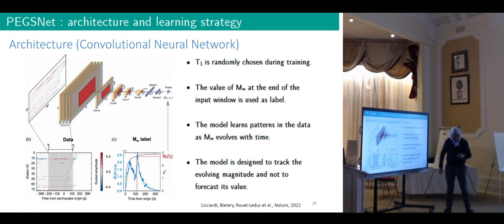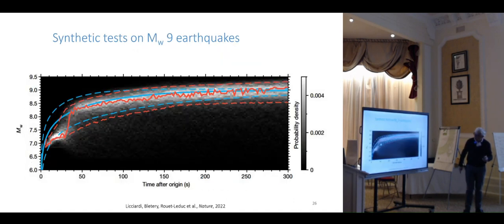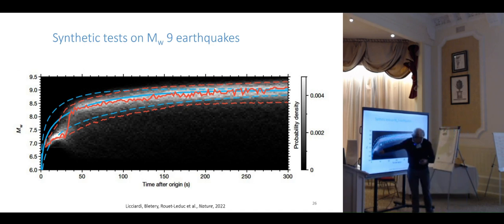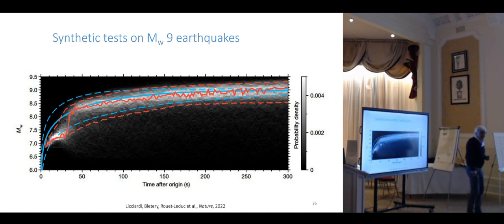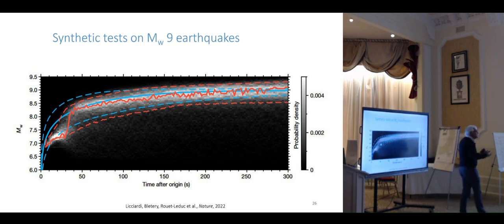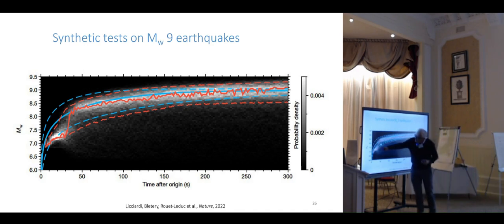And so the model is designed to track the evolving magnitude, but so far not to forecast its value. Okay, so that's the result of an example of a synthetic test. The blue line is the source time function, and the red line is how you retrieve, when you detect the signal, the evolving moment, so the magnitude of the earthquake.